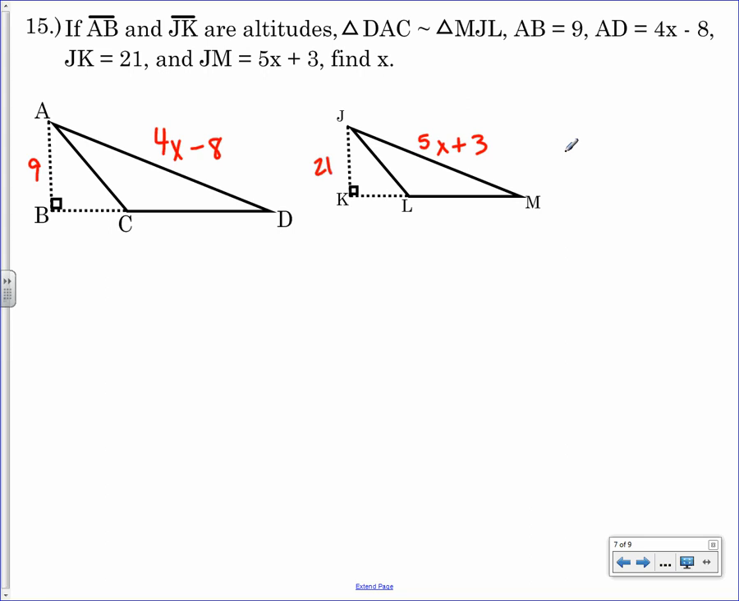So we have 2 similar triangles. We have our altitudes. So I think that was the first theorem we talked about. So I started with 9, and I put it over 21. If I started with 9, what should I put in my numerator of my second fraction? 4x minus 8. Very good. Over 5x plus 3. You guys try this one. See what you get.